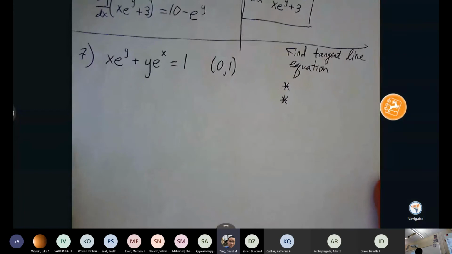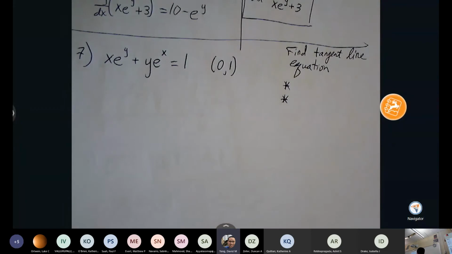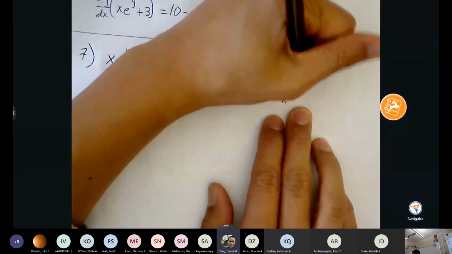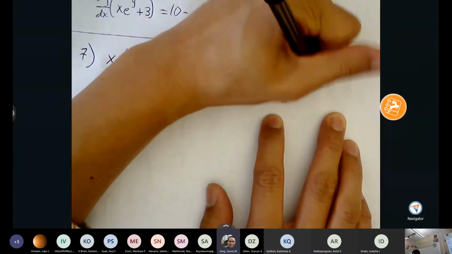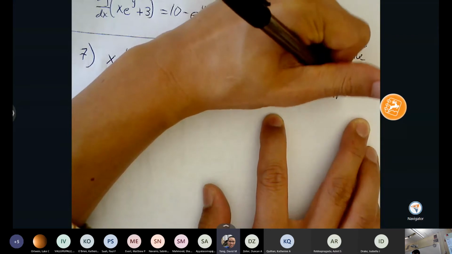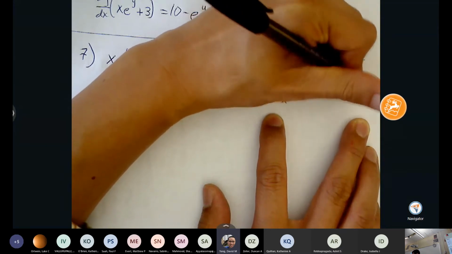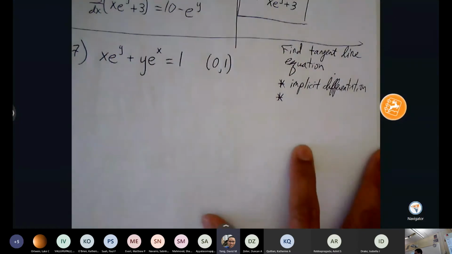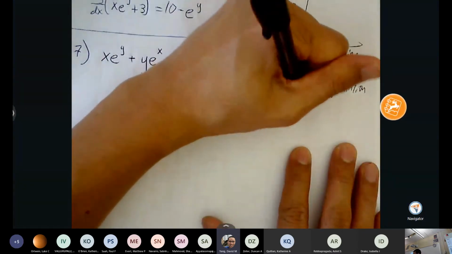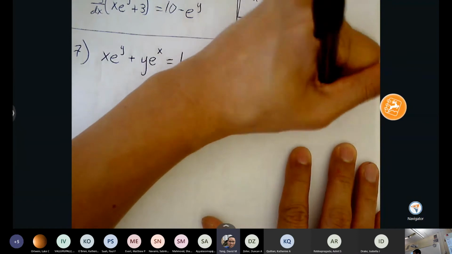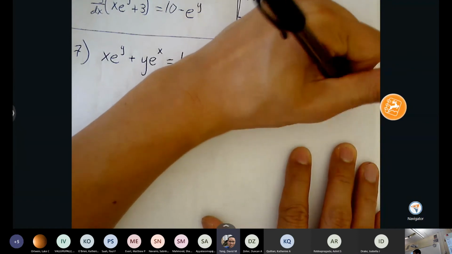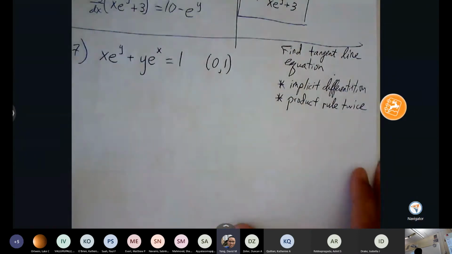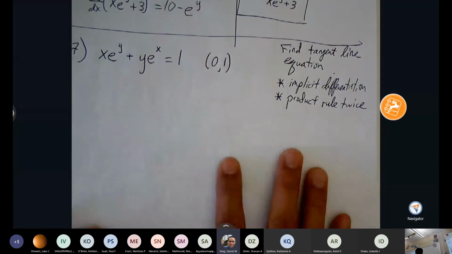All right. What do you notice before we start the problem? Just look at it. What's involved? Okay, so also implicit. Good. Product rule. How many times though? Yeah, we gotta do it twice. Product rule twice. Okay, so I'm gonna set it up and see how far you guys can get.